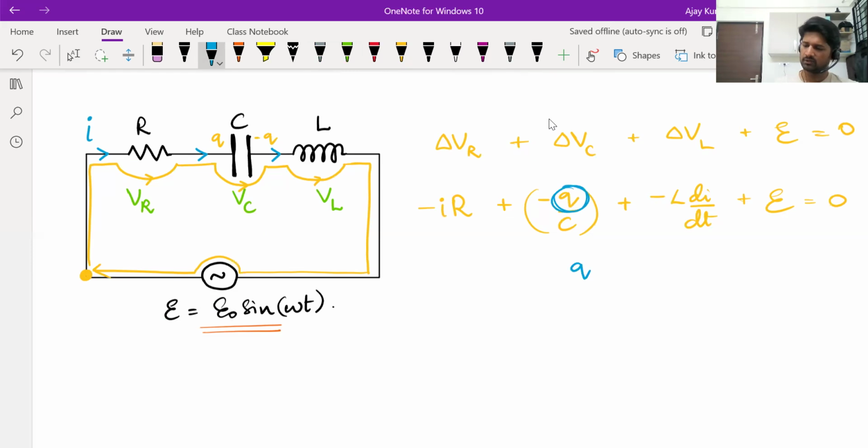So there is a Q term, there is a dq by dt term, and there is di by dt also, the derivative of current. That means d square q by dt square, the second derivative of charge. Current is the first derivative of charge, so the derivative of current becomes the second derivative of charge, and there's a constant also. So this is a second order differential equation. You don't actually have to solve this equation. It will be quite complicated. But remember the solution.